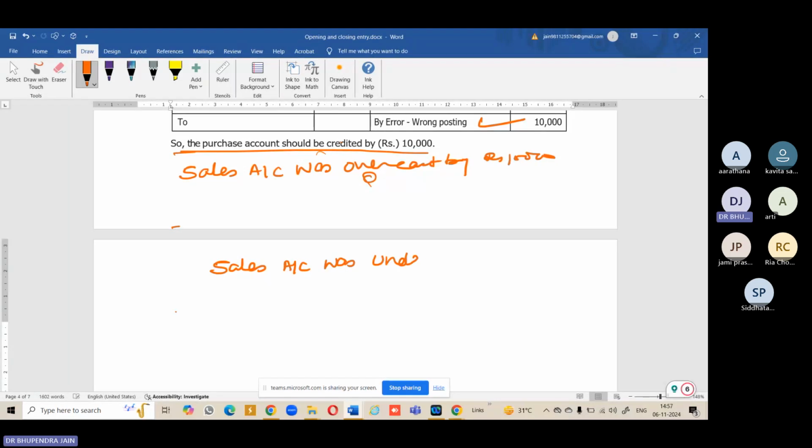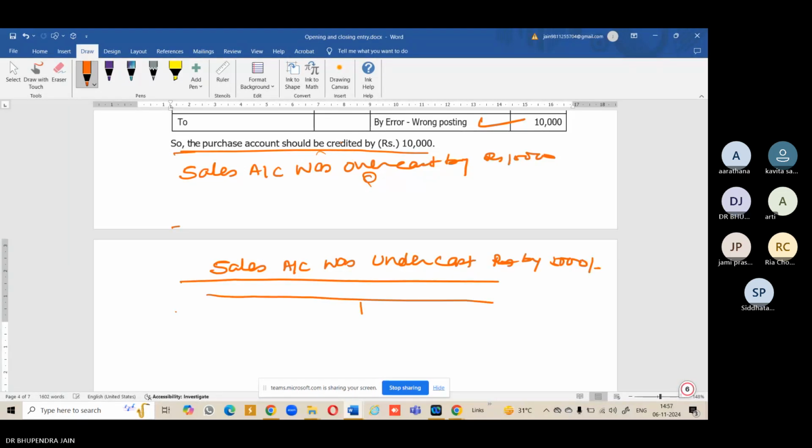Sales account was undercast by rupees 5,000. Suppose the total sales during the year is rupees 1,50,000, but the total of the sales account is rupees 1,45,000. That means we have recorded 5,000 rupees less in the sales account. Then how to rectify?